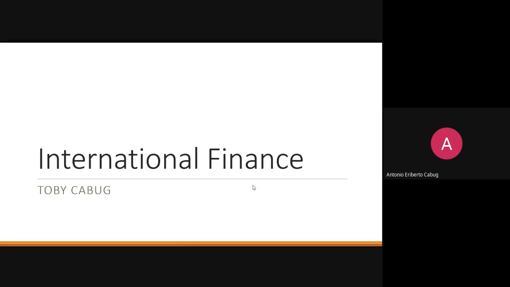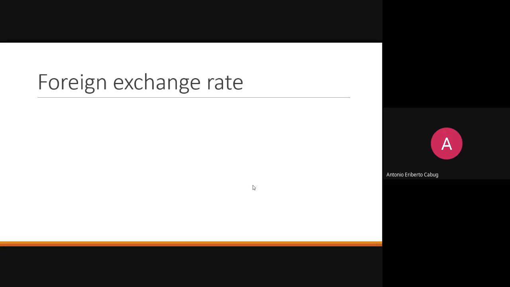Okay. So let us have a short recap on our topic, international finance continuation. When we talk about international finance, the key concept would be the foreign exchange rate. Just a short recap from last meeting: what is the foreign exchange rate? The foreign exchange rate is the price of one country's currency in units of another country's currency.